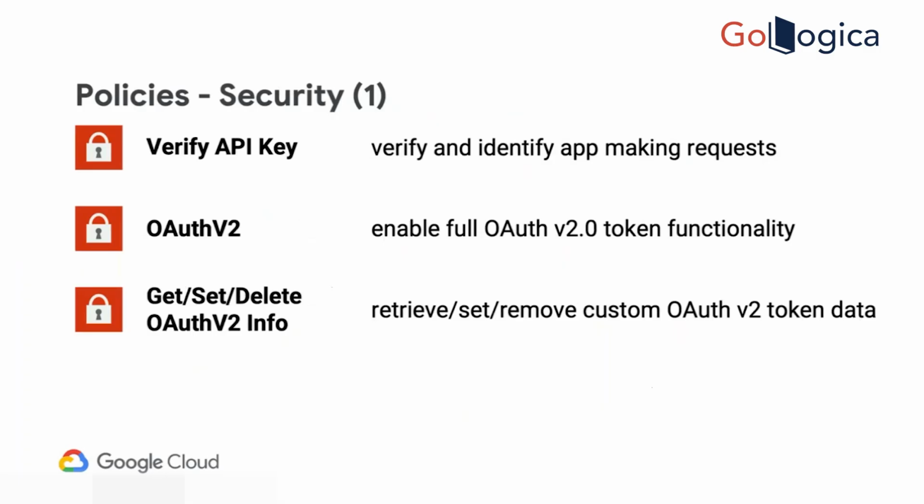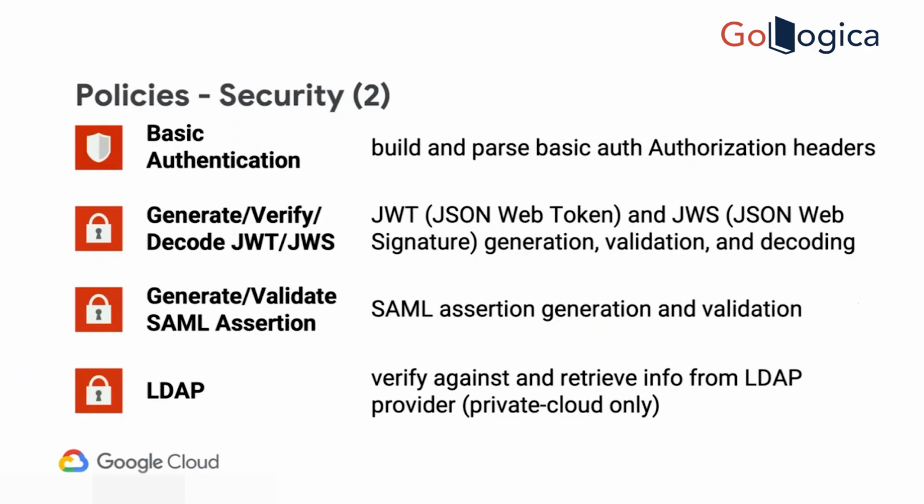Then for security we have verify API key, which will verify the API key and identify which consumer app is calling. Then we have OAuth 2 policies, which will enable all the OAuth 2 things. For OAuth we have other policies for getting and setting OAuth v2 data, or setting certain attributes. Those are the getter and setter policies for OAuth 2.